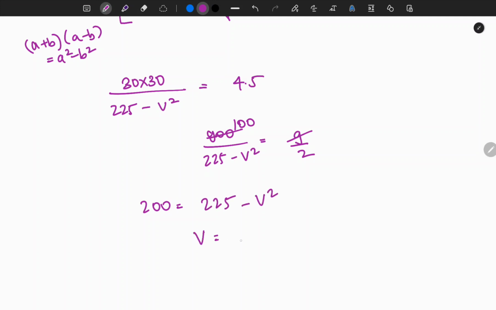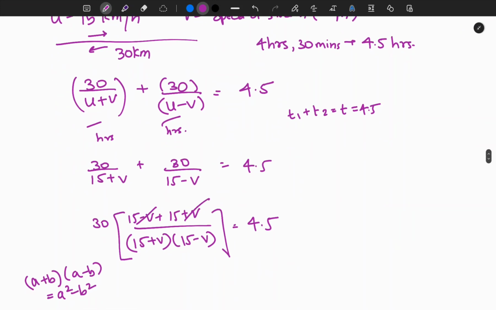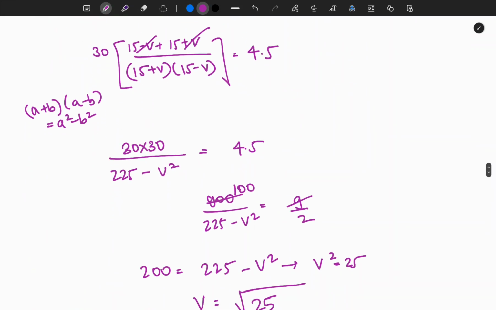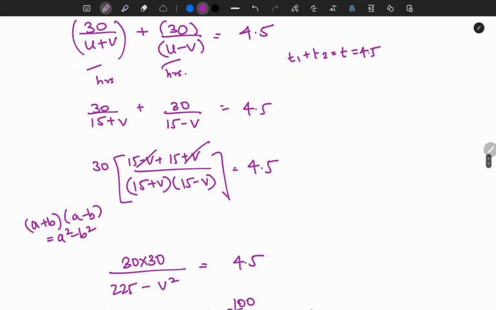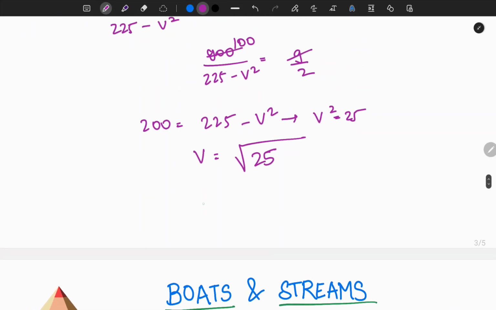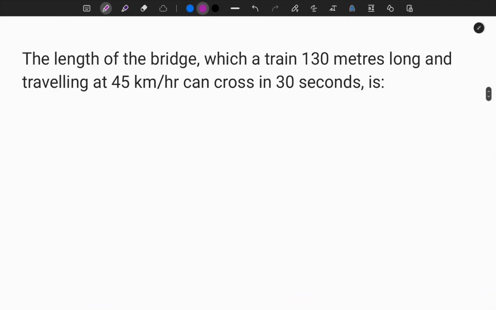Your v is now root of 25, because v square comes out to be 25 from here. Now we have considered v to be positive because we have already taken into account the direction of v when we put plus and minus sign here. So there is no need to account for the direction anymore, just the magnitude, and the magnitude is v is 5 kilometers per hour. So that is your answer to this problem. Let's move on to more questions now.